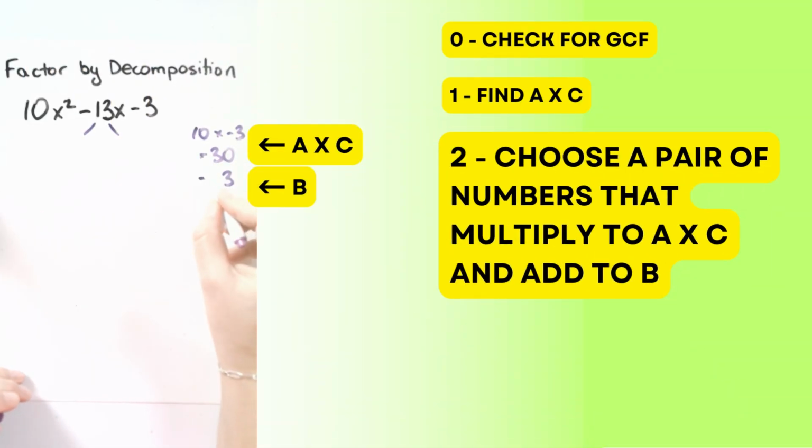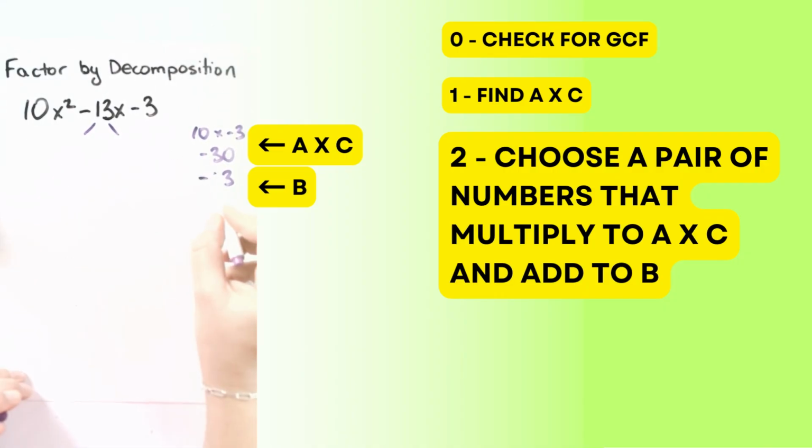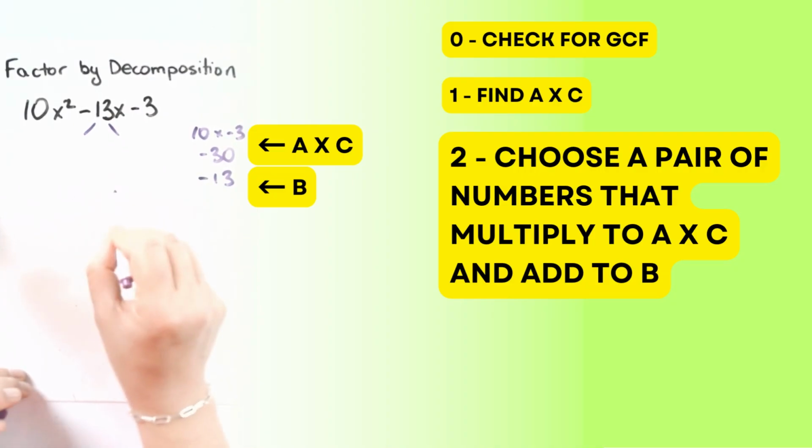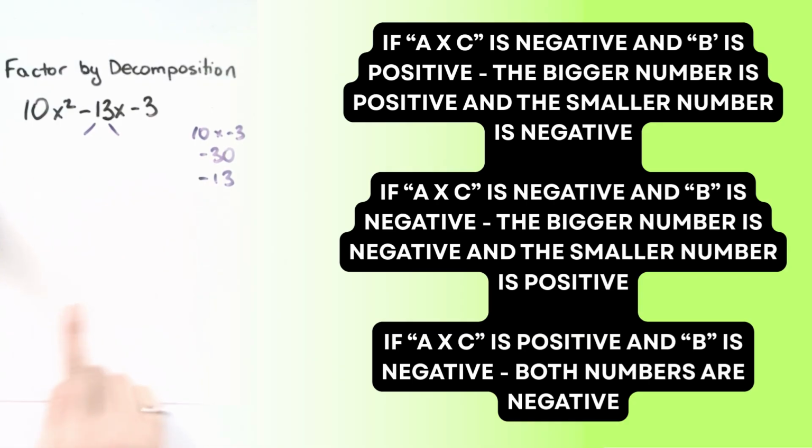Now, as a little recap, if this number that I have to multiply to is negative, that means one of my numbers, one of my factors, will be negative and one will be positive. And if this number that we have to add to is negative, then the bigger factor out of the two will have to be negative. Actually, you can just take a screenshot of that rule right here and look at it for later.